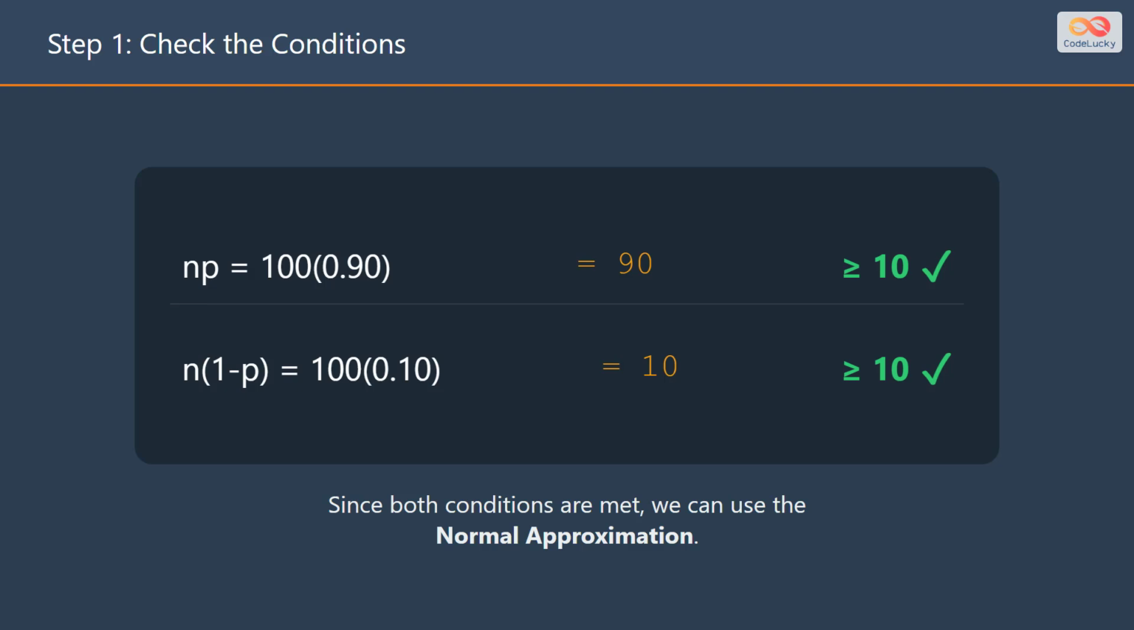Before we calculate probability, we must check our conditions. Is the sample size large enough? We calculate np. 100 times 0.9 is 90. That is greater than 10. Next, we check failures. 100 times 0.1 is 10. That is exactly 10. Since both are at least 10, the condition is met, and we proceed with the normal approximation.